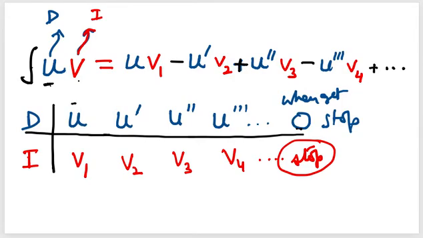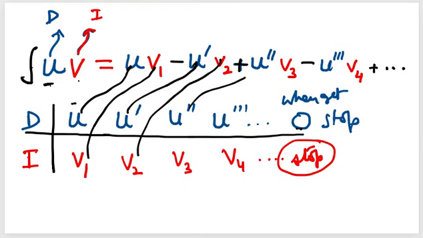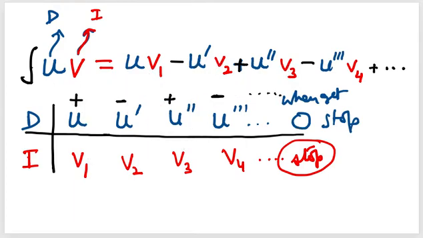Let us see with the help of an example. I have written the same thing, like here you can say u and you are multiplying with v1. Here it is u dash, you are multiplying with v2. Here it is u double dash, you are multiplying with v3, and so on. And you are observing that positive, negative signs are there, so I put them over here.